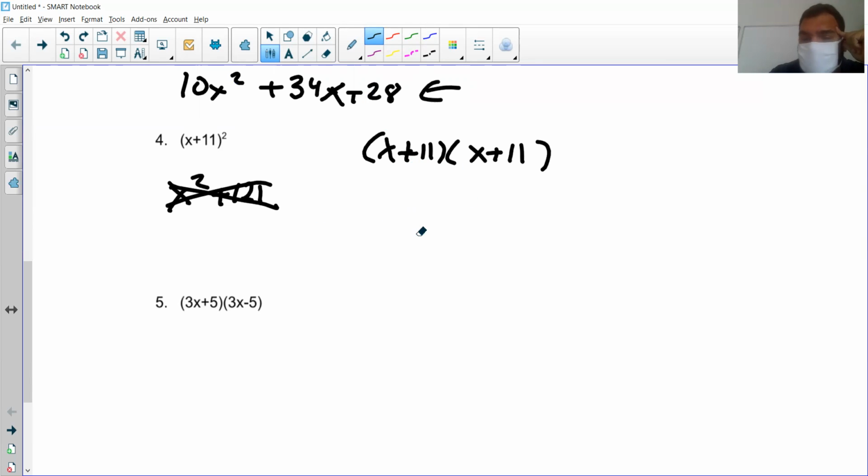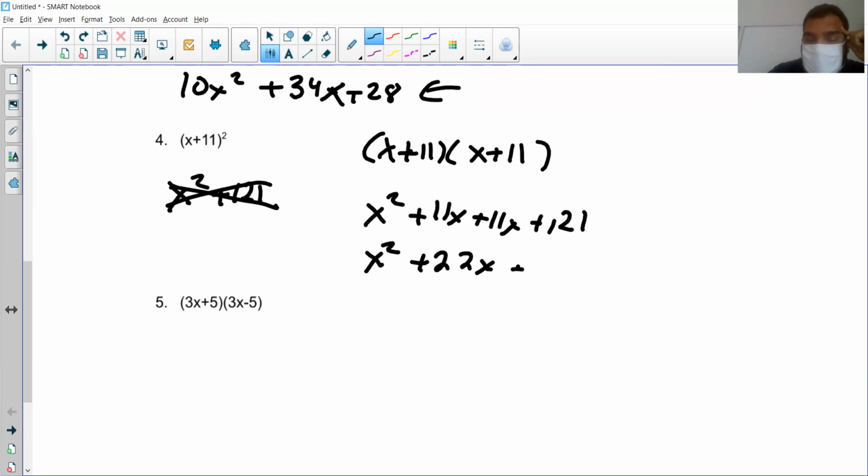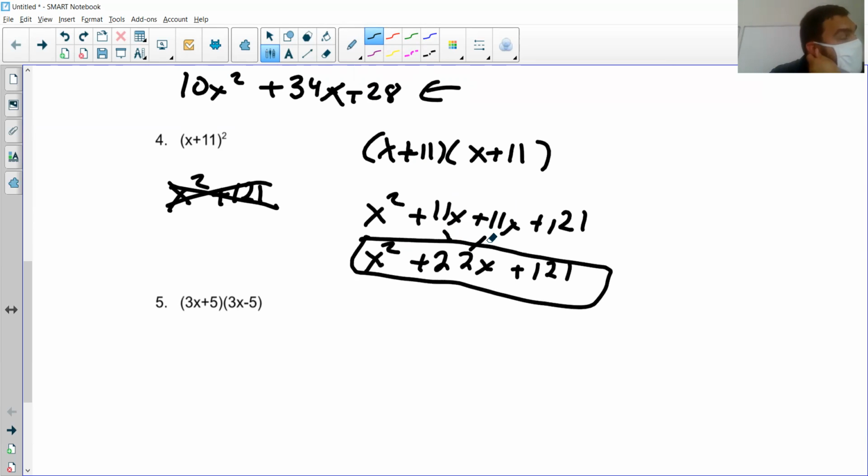I'm going to do this one quickly because I already went through the process. x squared plus 11x plus 11x plus 121. x squared plus 22x plus 121. This would be your final answer after I combine the like terms, 11x and 11x. And this does have a pattern. The pattern is a squared plus 2ab plus b squared. You might remember me talking about the pattern. If you don't remember the pattern, don't sweat it. You could just do it the long way, which is this.